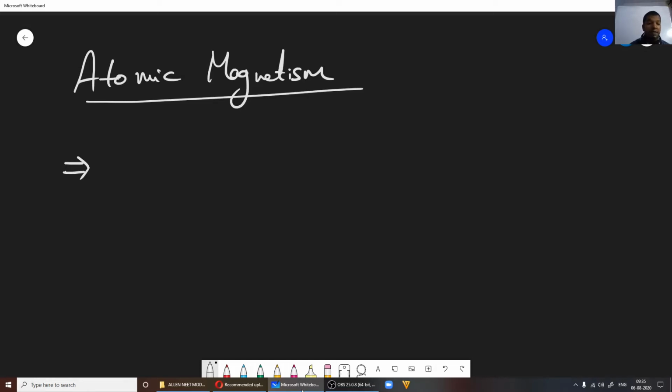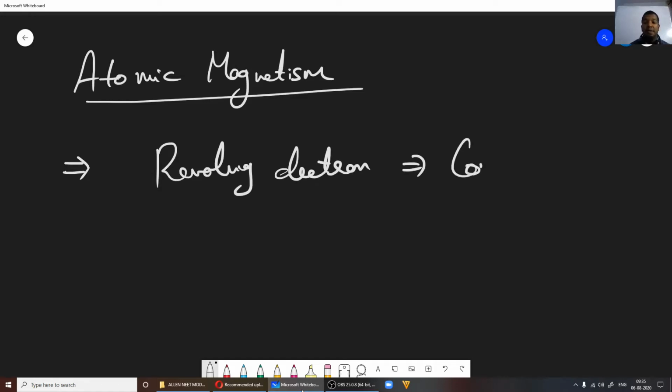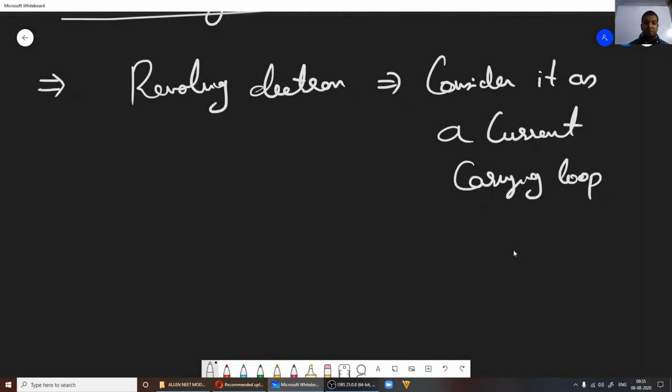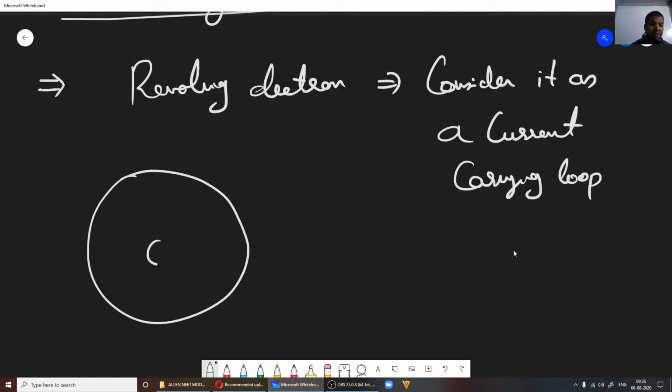Now, let us write revolving electron. A revolving electron can be considered as a current carrying loop. So this is the first point. And because of this revolving electron, see, this is the orbit of the electron, let us say. Now this is the nucleus.